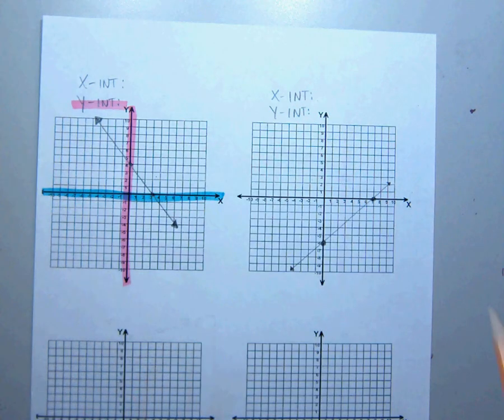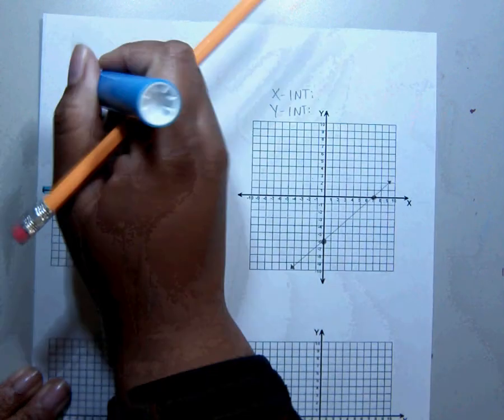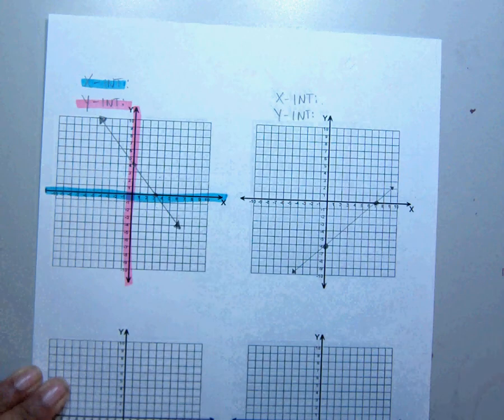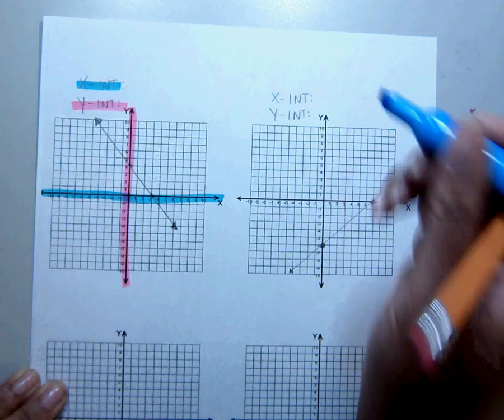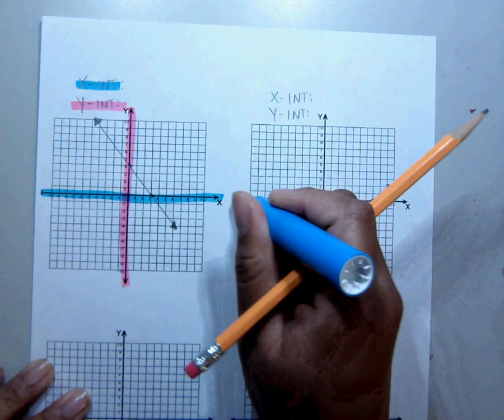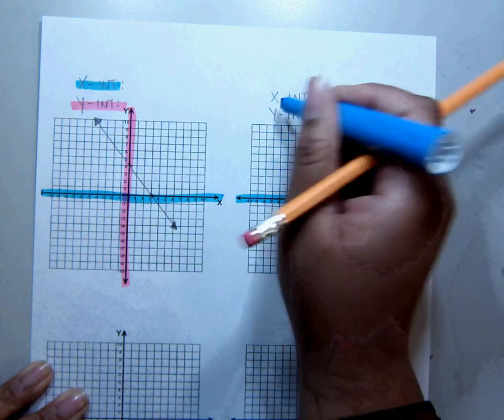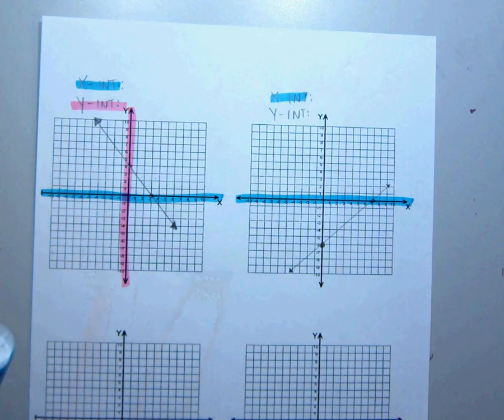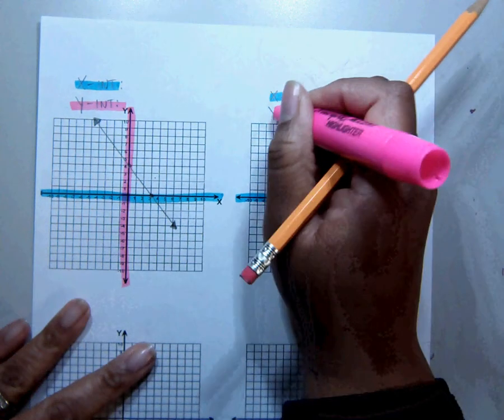I hope I said that right. And the X-intercept is going to be blue. And if I didn't, I apologize. A little tired. But anyway, so X-intercept, we're going to call it blue. Y-intercept is going to be pink.